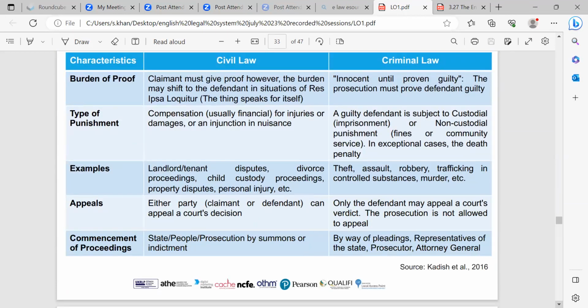The burden of proof: the claimant must give proof. However, the burden may shift to the defendant in situations of res ipsa loquitur, the thing speaks for itself, in civil cases. The burden of proof in criminal cases is that the defendant is innocent until proven guilty. The prosecution must prove the defendant is guilty. The type of punishment in civil cases is compensation, which is usually financial, for injuries or damages, or an injunction in nuisance. For criminal cases, a guilty defendant is subject to a custodial sentence, which is imprisonment, or non-custodial punishment, fines or community service. In exceptional circumstances, the death penalty.